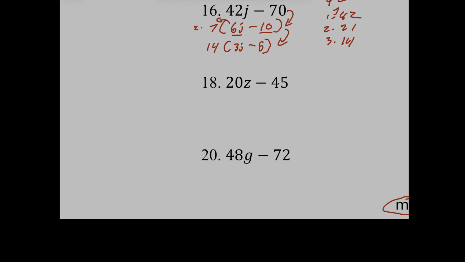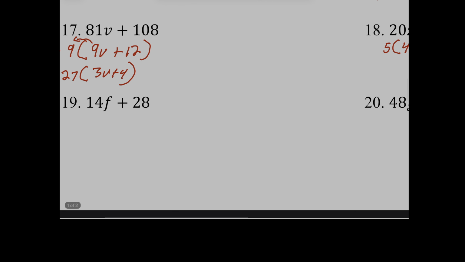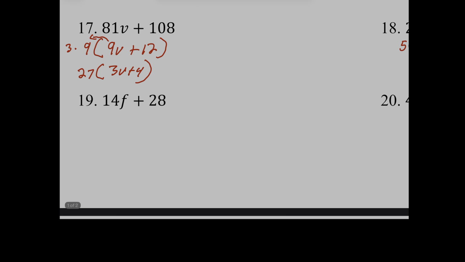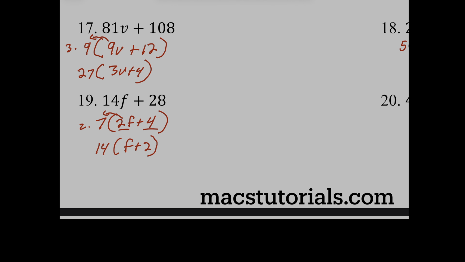18, the first thing that pops into my head when I see this is 5, so I'm just going to do that. And when I divide that out of 20, I'm left with a 4z minus 9. I can't do anything with 4 and 9, so I leave it alone. We're going to go on to number 19. I see a 7, 7 parentheses, 2f plus 4. But guess what? I'm looking at my 2f and my 4. I could have pulled out another 2. 14f plus 2. Had I slowed down and really thought about it, I would have seen the 14, but my brain immediately saw the 7 and I went with it, okay?